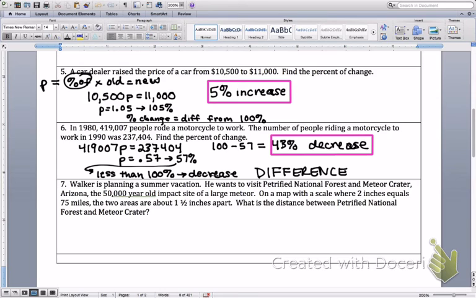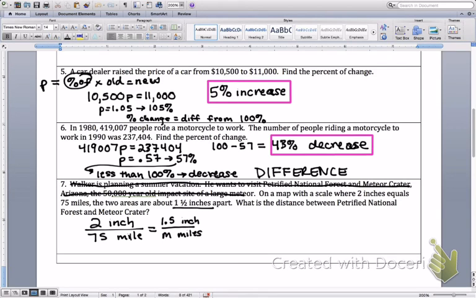All right. Walker's planning a summer vacation. He wants to visit Petrified National Forest and Meteor Crater, a 50,000-year-old impact site of a large meteor. That was a bunch of stuff we don't need, so I'm just going to cross it out. On a map, a scale of 2 inches equals 75 miles. The two areas are about 1.5 inches apart. What is the distance in real life? We need inches over miles, so 1.5 inches over m miles.